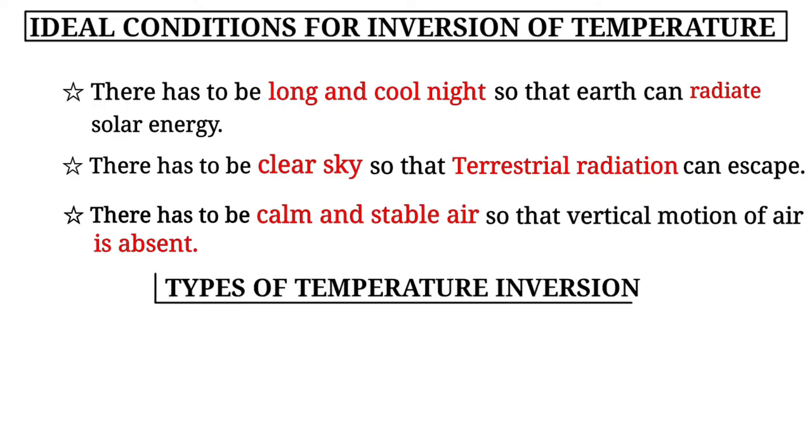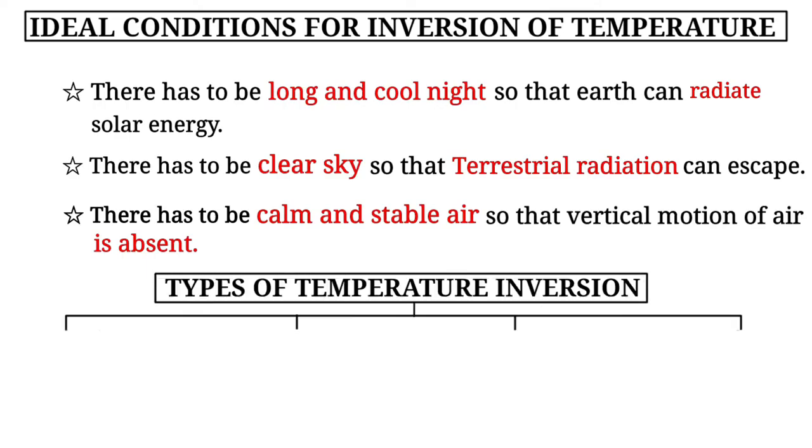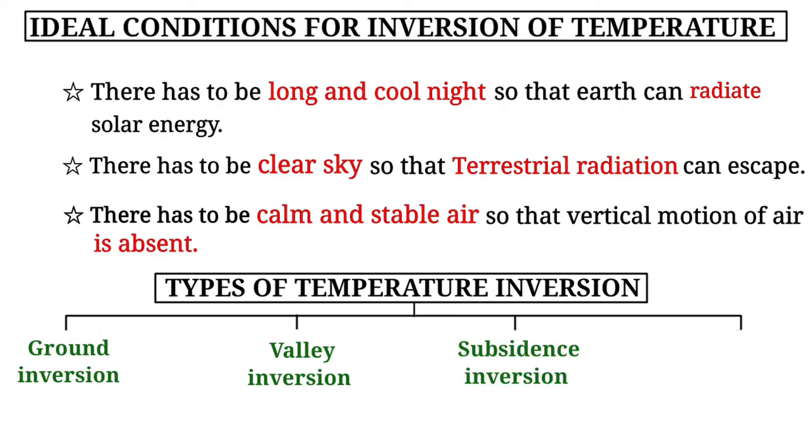Now let's see the types of temperature inversion. So generally there are four types of inversion, which includes ground inversion, valley inversion, subsidence inversion, and the frontal inversion. First let's take the ground inversion.